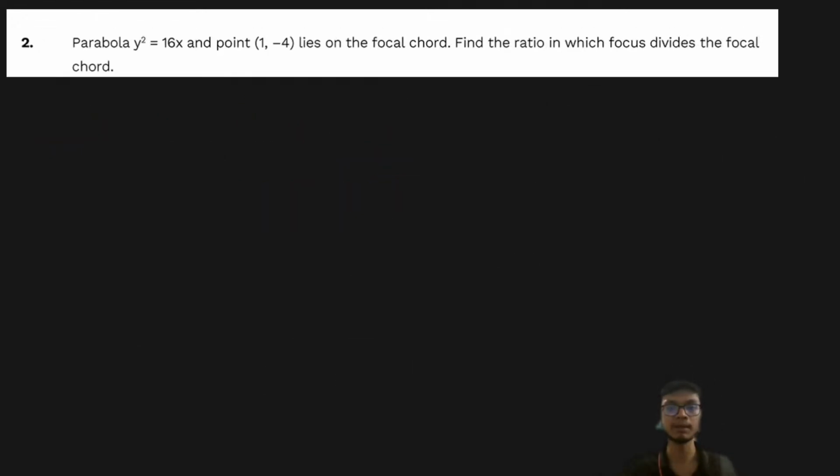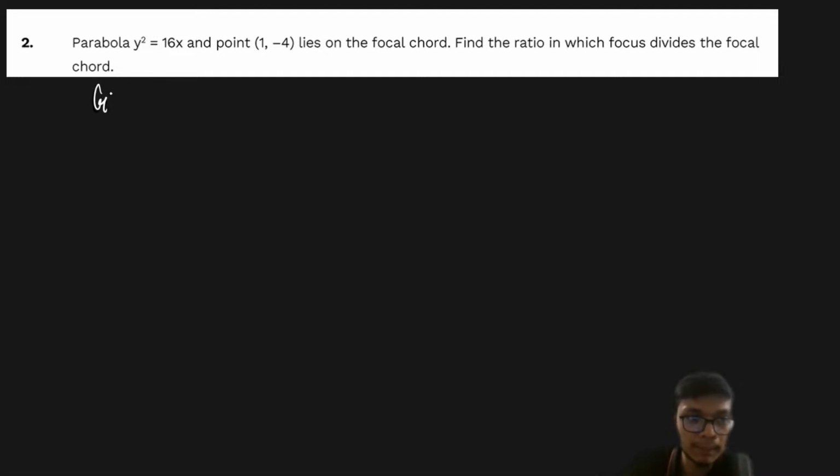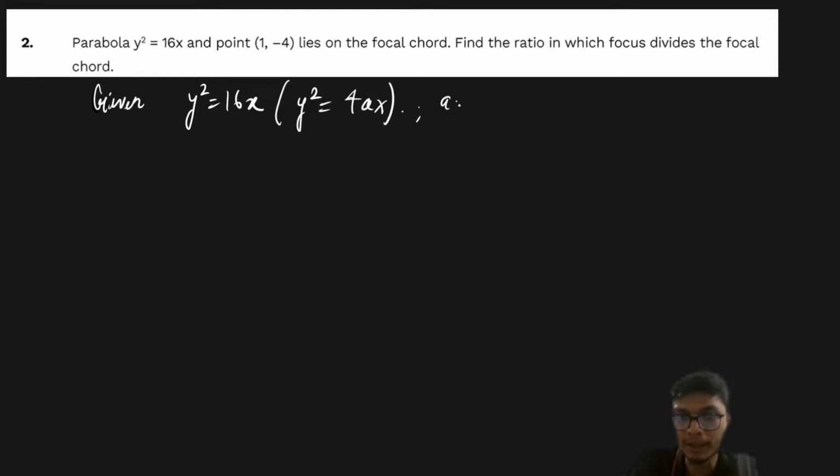The next problem is quite interesting. It is a question from coordinate geometry. It is given that the equation of the parabola is y square is equal to 16x, right? If we recall, the standard equation of the parabola is y square is equal to 4ax. So from here, the value of a is equal to 4, right?